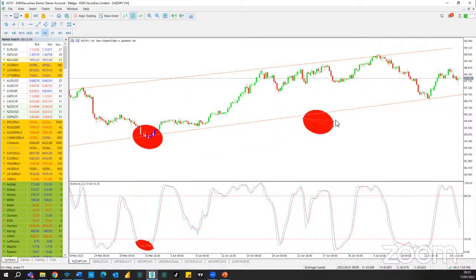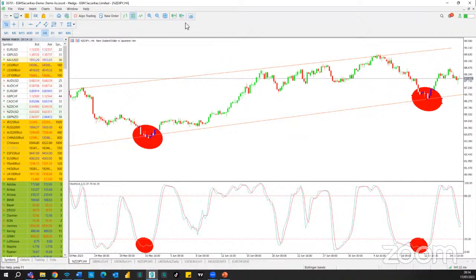So let's focus on the next point where the price touched the support of that channel we're seeing on New Zealand yen. And on the lower side, look at the stochastic at the oversold level at that area.